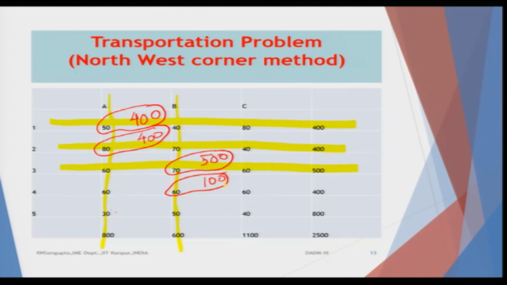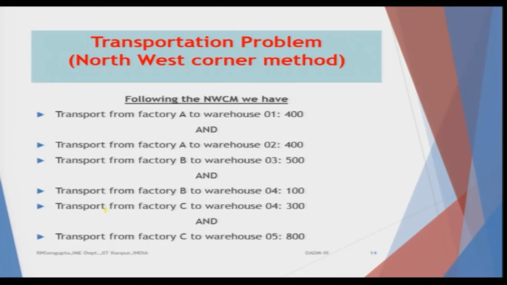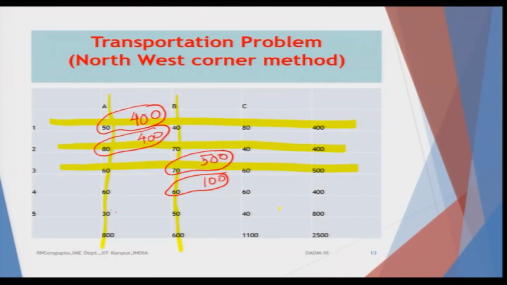Now, if 300 is left, who is to supply to 4? C. So, when I go to the next point, technically C would be supplying to 4, 300 of them at what cost? At a cost of 60. Technically, it would have been best if you had been able to supply at the rate of 40, but northwest corner does not give this. So, let us see. Transport from C to warehouse 4, 300. Let us see whether it is right. 100 already gone, extra left is 300.